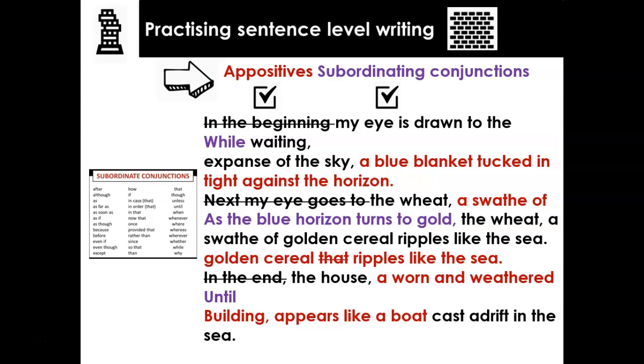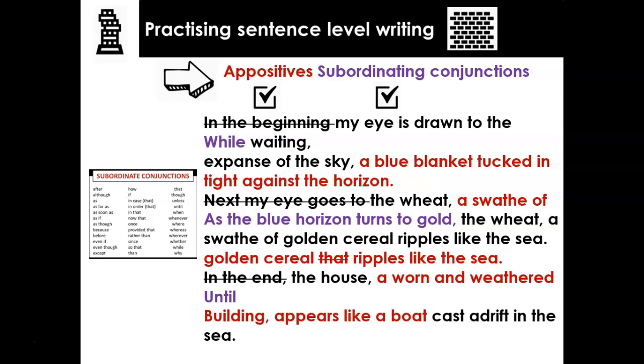Okay, revision means to revise, to go back to our writing to make it better. So I know it gets a little bit messy on the screen, but bear with me. This is what revision looks like. It looks like change. So in the beginning, my eye is drawn to the expanse of the sky. Now I've crossed out the "in the beginning," and I've chosen from my subordinate conjunction bank "while." So I'm using a subordinate conjunction. So while waiting, my eye is drawn to the expanse of sky, a blue blanket tucked in tight against the horizon.